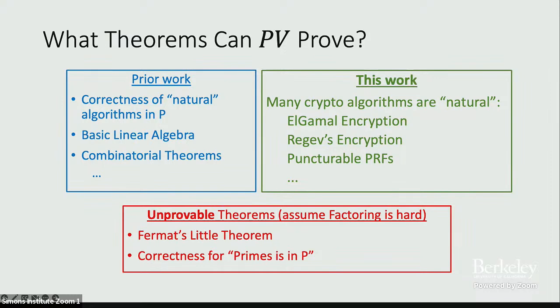So are there any theorems that cannot be provable in theory PV? Indeed, assuming the factoring problem is hard, the following theorems are unlikely to be proven in theory PV. The first theorem is Fermat's little theorem, and the second theorem is the correctness of any algorithm that decides primes in polynomial time. Both of them follow from the witnessing theorem.